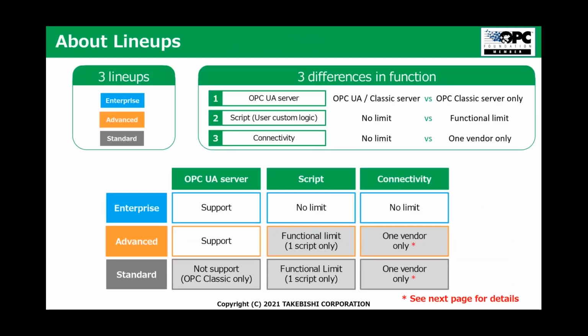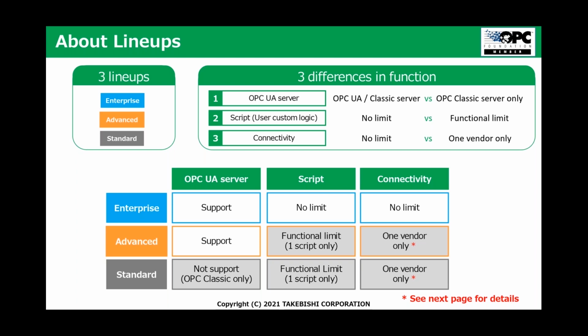If you look at the several lineups, the DXP OPC server software is available in 3 versions: an enterprise, an advanced, and a standard. The enterprise version is the most extensive one. It's the flagship. As you can see at the bottom, it supports OPC UA. It has no limit to the scripting and no limit to the connectivity. So all 230 connections of the 80 brands are supported with this enterprise version.